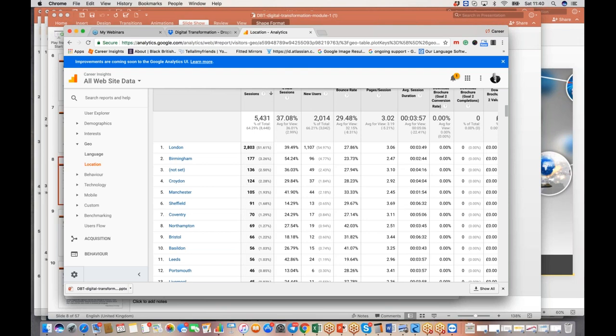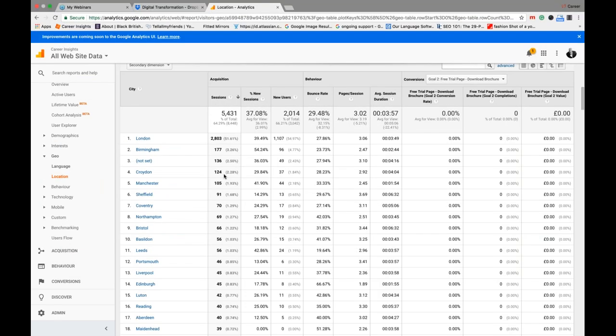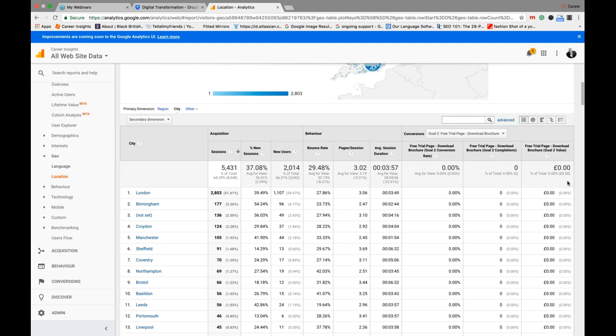Okay. So we're going to look at the top cities that we actually have, and you will find that actually the majority of people are from London, Birmingham, Croydon, Manchester, Sheffield, Coventry, Northampton. You can see that there, and then obviously it breaks down from there. So can you all confirm that you found your place here?